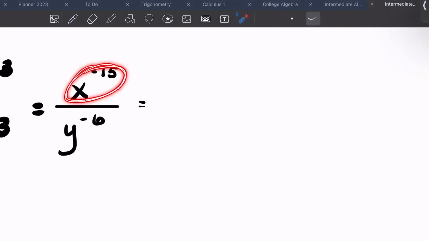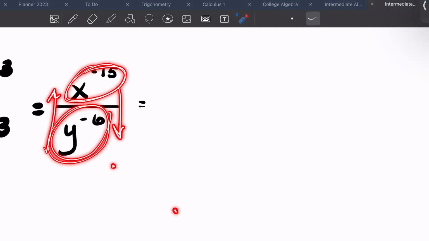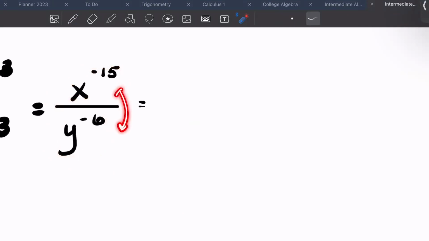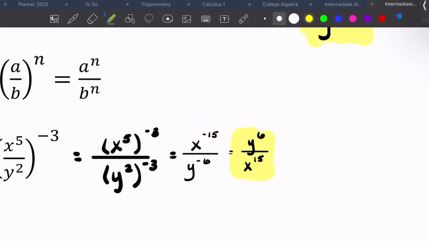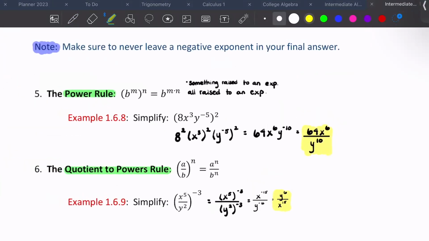Now, you have negatives in both places. This needs to go to the bottom. This needs to go to the top, correct? That would fix both of our issues with our negatives, okay? So really, if they're both negative, you're just going to switch them. So we need y to the 6th, x to the 15th. Okay. That was quotient to power.